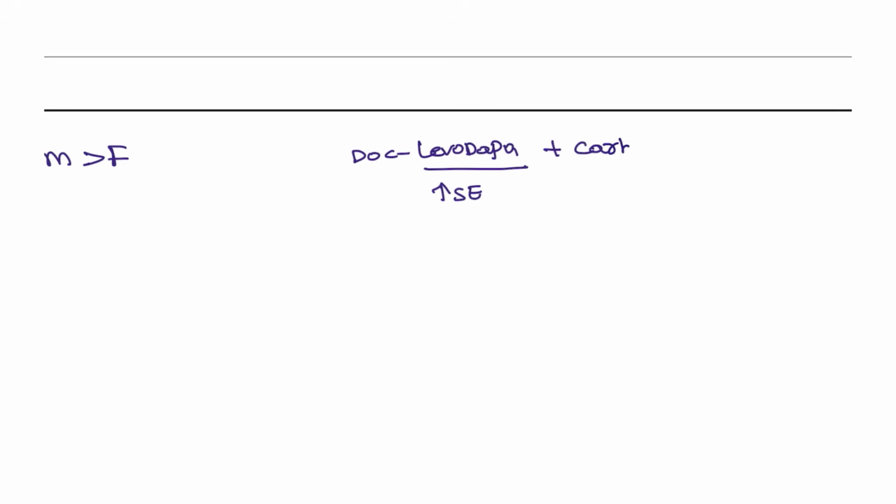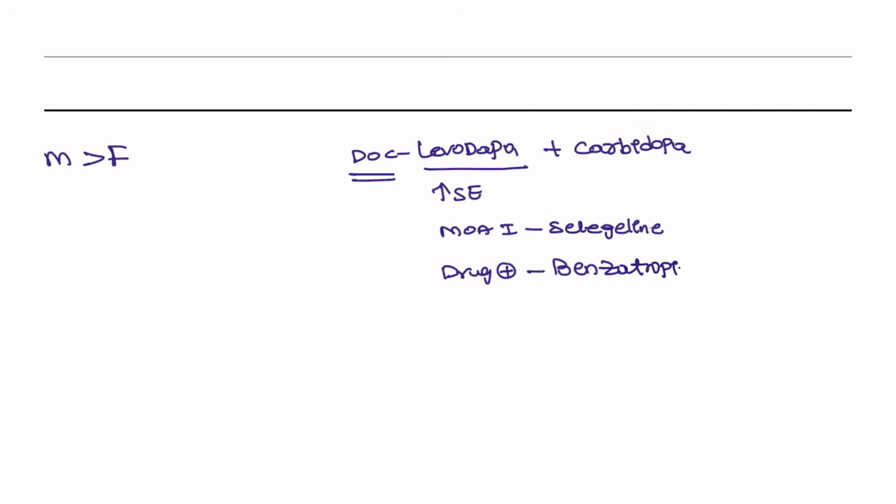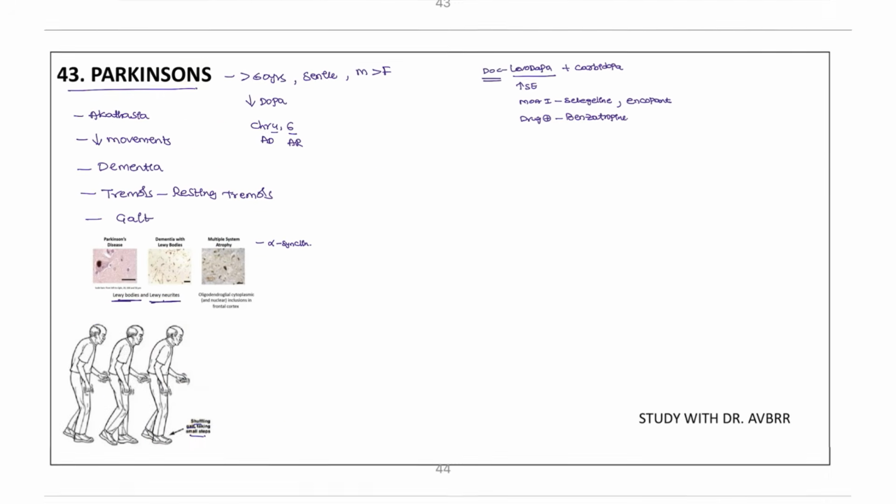This is added with carbidopa as a combination therapy for all the patients. And also we are going to add the MAO inhibitors, such as selegiline. If it is a drug-induced Parkinson's, then benztropine is given for this patient. And also the entacapone drug is also given for this patient. This is the Parkinson's overview.